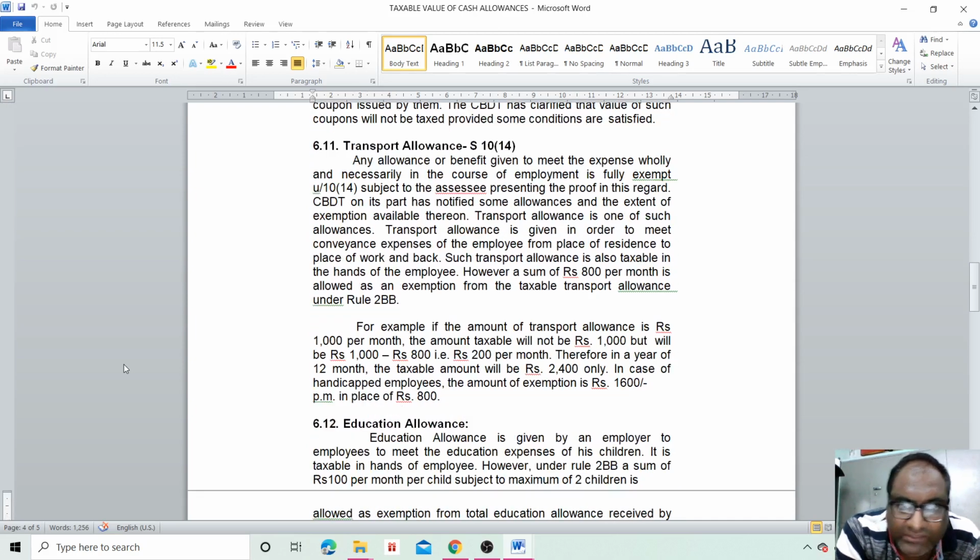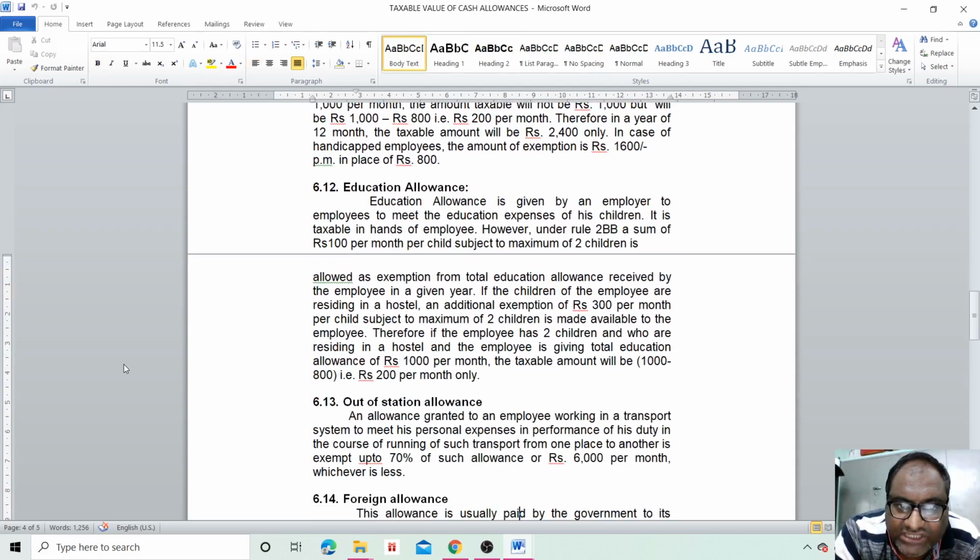Now it's transport and other allowances. Any allowance or benefit given to meet the expense wholly and necessarily in the course of employment is fully exempt, subject to the employee presenting the proof in this regard. CBDT has notified some allowances and the extent. However, a sum of 800 rupees per month is allowed as an exemption for the taxable transport allowance under Rule 2BB.